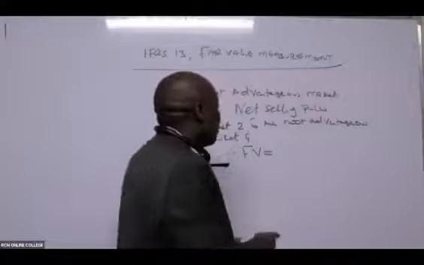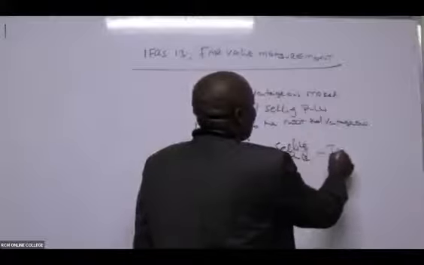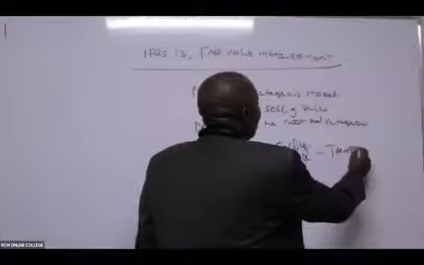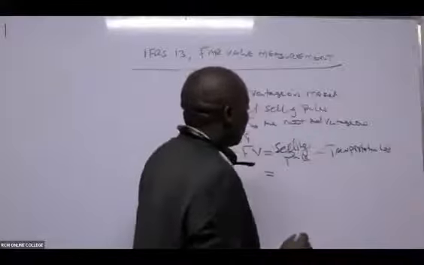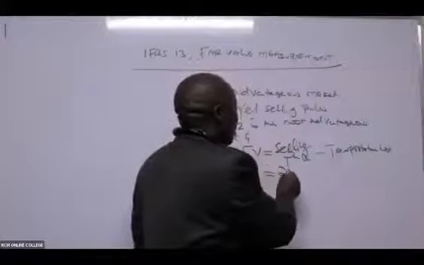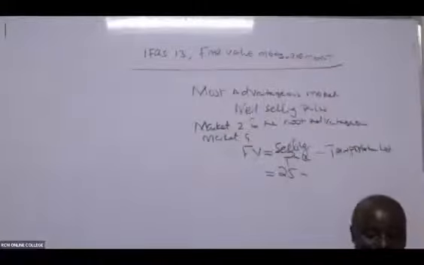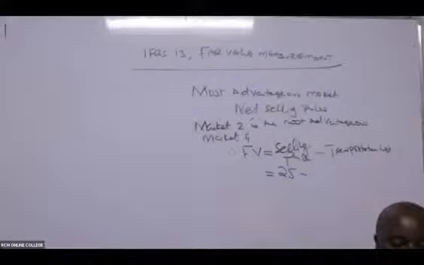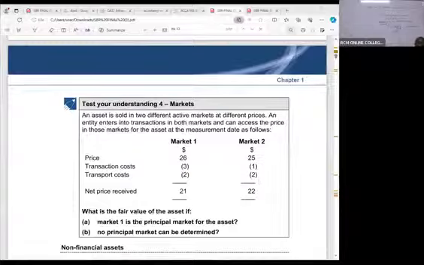To get this fair value, I will take the selling price given here and, as usual, subtract transportation costs. The selling price in market 2, which we have identified as our most advantageous market, is 25 minus the transportation cost, which is 2. So it is 25 minus 2, which gives me 23. So the fair value there will be 23.